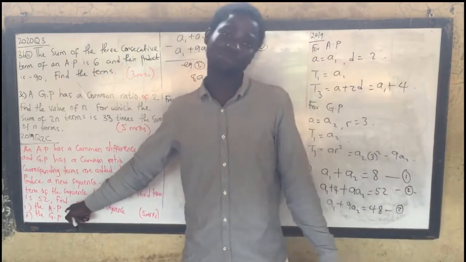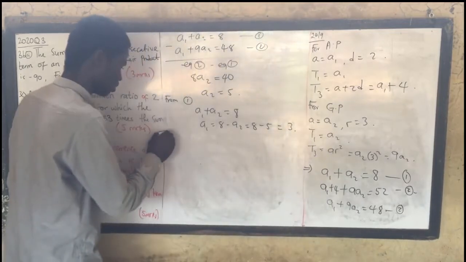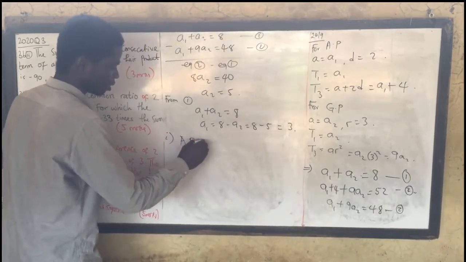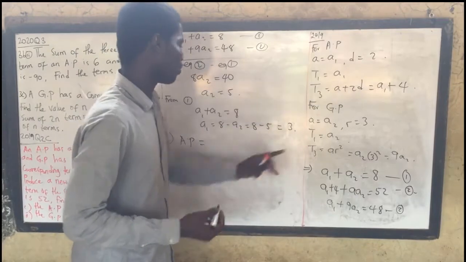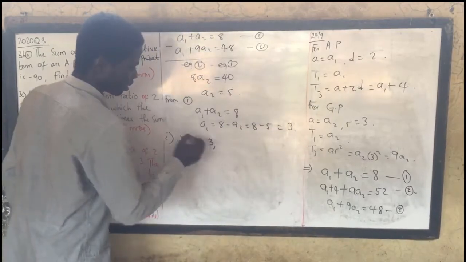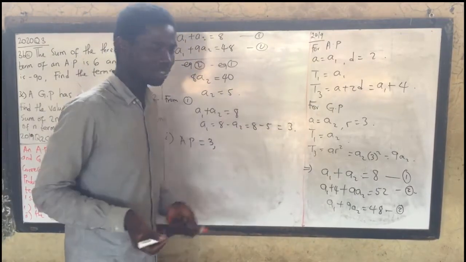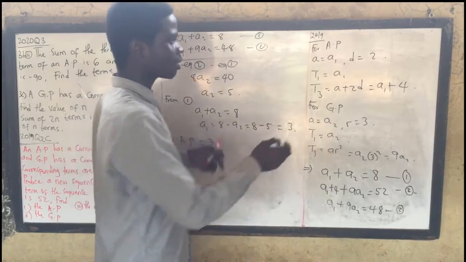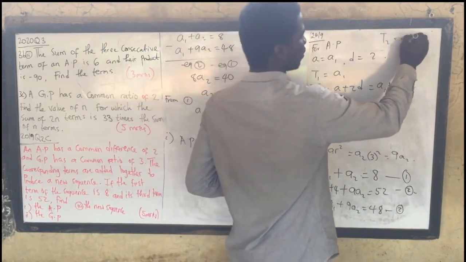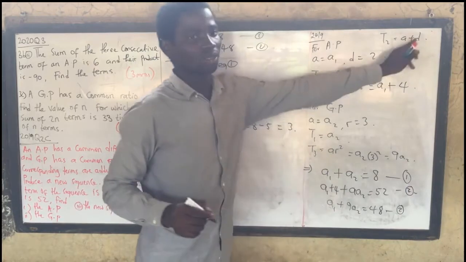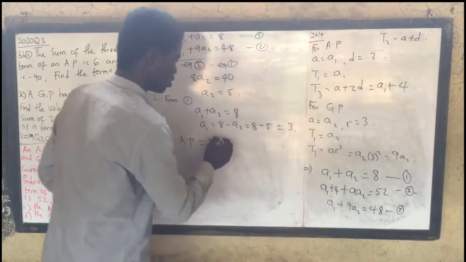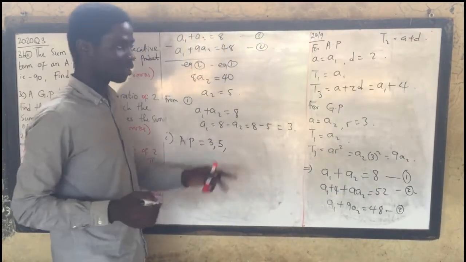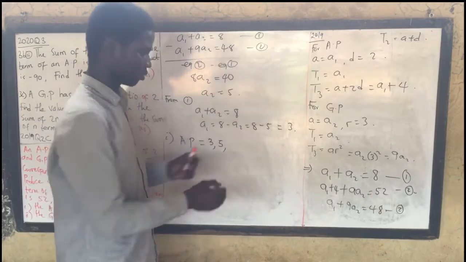They say I should find the AP. The first question. So what is the first term of the AP? A1, 3, isn't it? The second term is what? T2 is A plus D, and we know D already. That is 2. 3 plus 2 is 5. So A3 is what? 5 plus 2, 7.